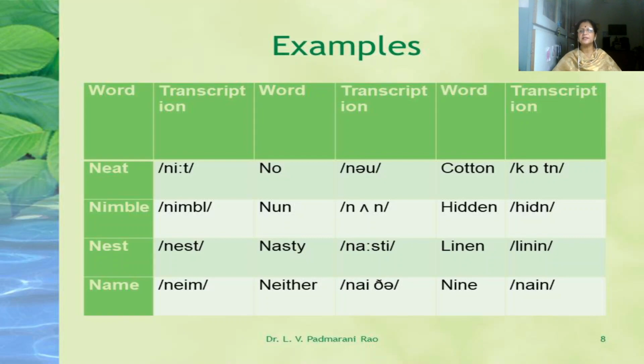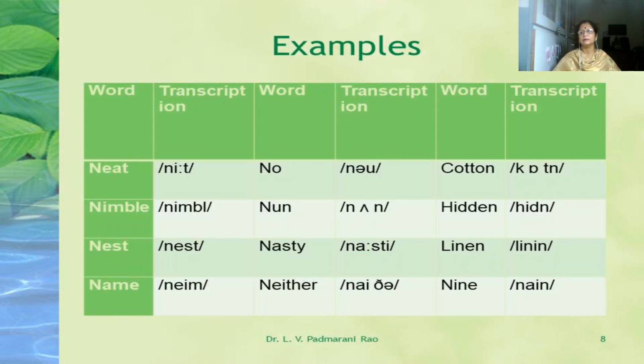N-E-I-T-H-E-R. The British pronunciation is neither. Neither, nor. Either, or. But the American pronunciation is neither, nor. Either, or. So both are right pronunciations. You'll have to get yourselves acquainted with the RP, which pronounces N-E-I-T-H-E-R as neither.